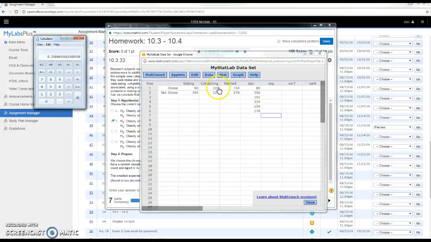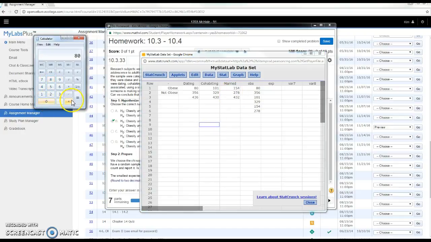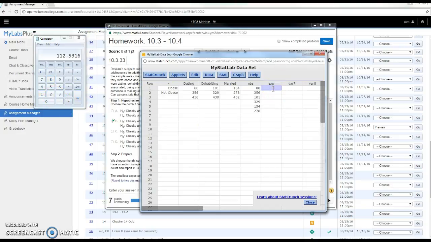Then what I'm going to do is find out of the dating, I would expect 25.81% to be obese. If there was no effect at all, I would expect the same from cohabitating and married. And so I need to find these totals right here. This total is going to be 436. This total is going to be 430. And this total is going to be 432. Let me make sure I got those right. So 80 plus 356 is 436. And I would expect 25.81% of those, so times 0.2581. My expected value would be 112.53.